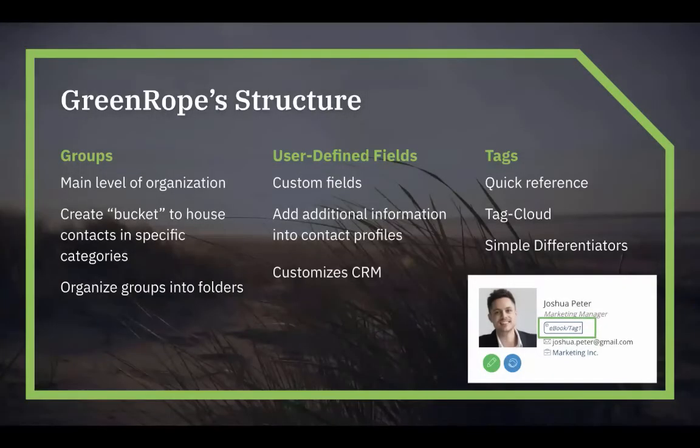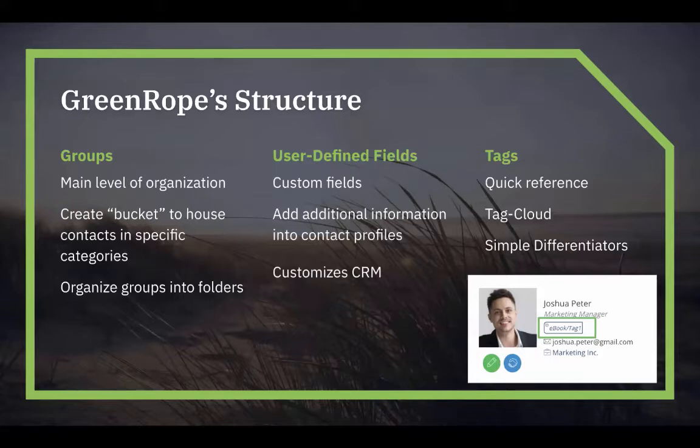And then lastly, we have our tags. Our tags are just a really quick reference on who the contact is. There is a tag cloud in the contact list, in the contact search view, where you can have a simple differentiator on who the contact is. So you can filter for tags, but they're more just a broader, simpler way to search.